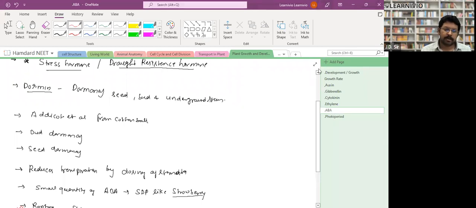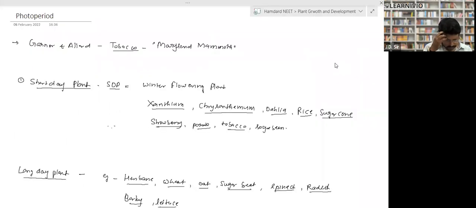Last but not the least, last part of this chapter. So photoperiod is the duration of light hours, right? Please note it down. Photoperiodism.